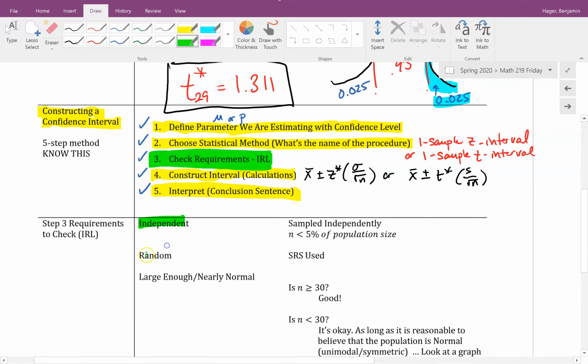Okay. Let's talk about checking the requirements, IRL. Again, that stands for independent, random, and large enough. And so again, this is to make sure that our stats are on the up and up and that the answer at the end of the day can't really have any major holes blown into it. People are going to have to trust what we find.